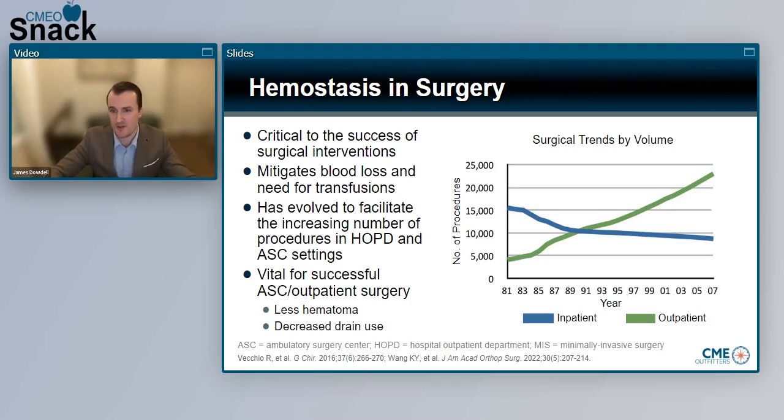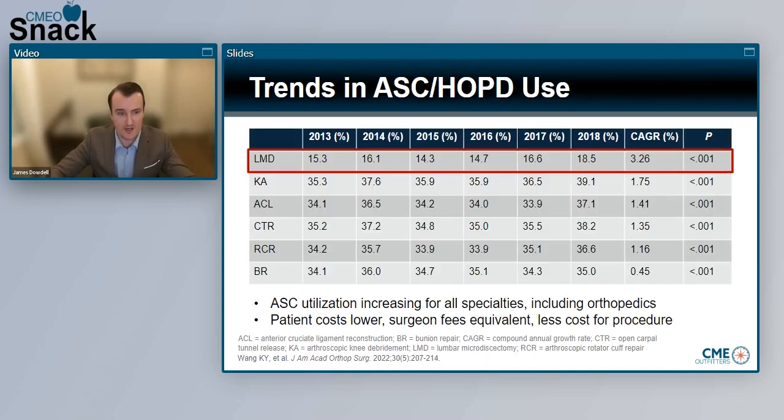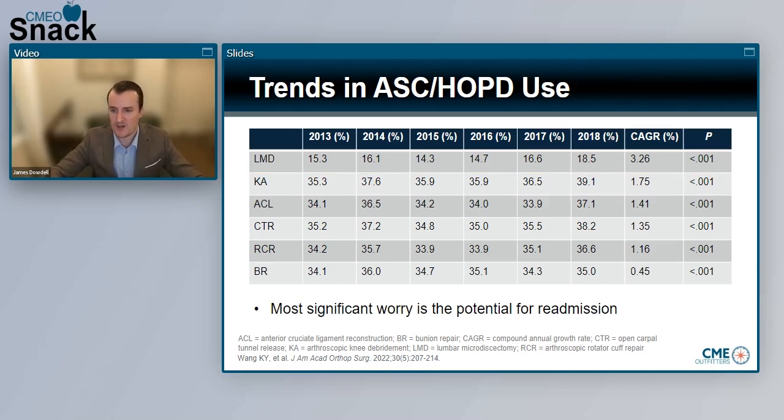Now, specifically in orthopedics, the trend is towards more outpatient surgery. You see here in my procedures, spine surgery, lumbar microdiscectomy, if we talked 20 years ago, we never did those procedures outpatient. But now I would say half and half are outpatient versus ambulatory surgery centers. We need to make those surgeries safer. What's the most significant worry that I have is the potential for a readmission. Proper use of a hemostatic agent can help prevent some of these readmissions.